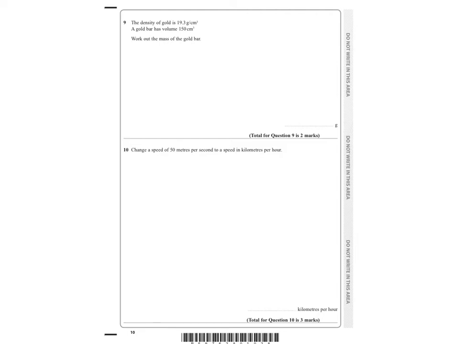So question number 9. Now, the density of gold is 19.3 grams per centimetre cubed. A gold bar has a volume of 103 centimetres cubed. Work out the mass of the gold bar. So we know density equals mass over volume. So to rearrange this to get mass, I'm going to multiply both sides by V. So I'm going to get density times volume equals mass.